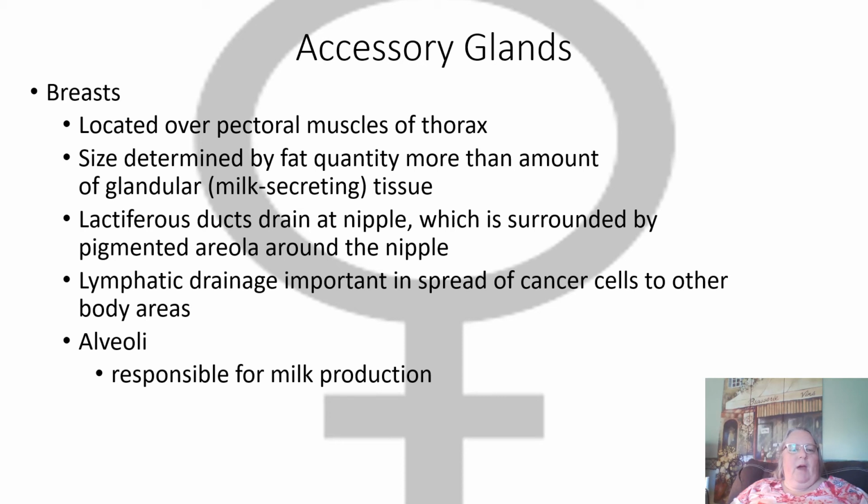The lymphatic drainage, the reason you need to know about it, is important because it will precipitate spread of breast cancer to other parts of the body. And the alveoli are responsible for milk production. I want you to take a really close look at these two words and be able to differentiate, because if you can't differentiate the two of them, you're going to run into a lot of problems on the test.